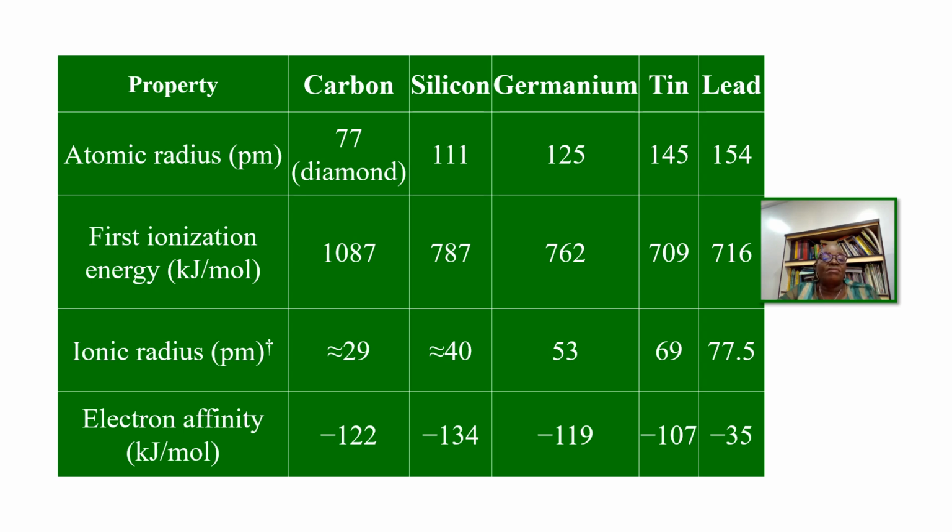We also observe that ionization energy decreases down the group, with carbon having the highest ionization energy, and ionic radius increases down the group, while electron affinity decreases down the group.